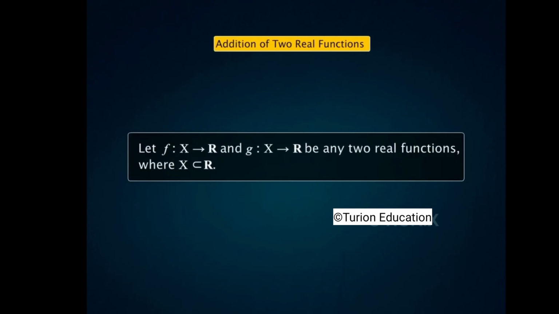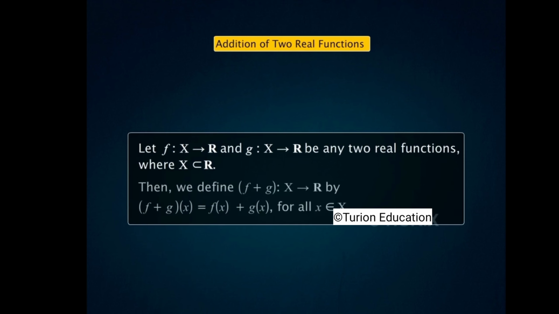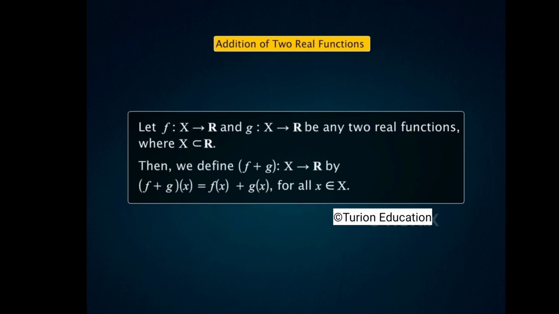Let f and g be two real functions from a set X, which is a subset of R, the real numbers, to the set of real numbers R. Then the addition of f and g, denoted by f plus g, is also a function from X to R, defined as (f plus g)(x) equal to f(x) plus g(x) for all values of x in the set X.